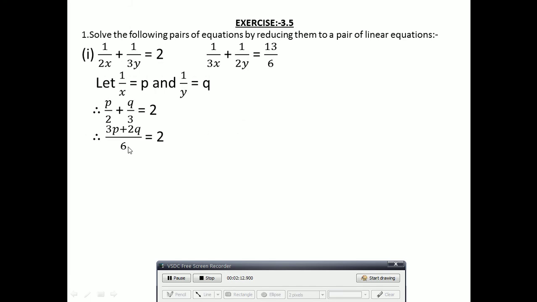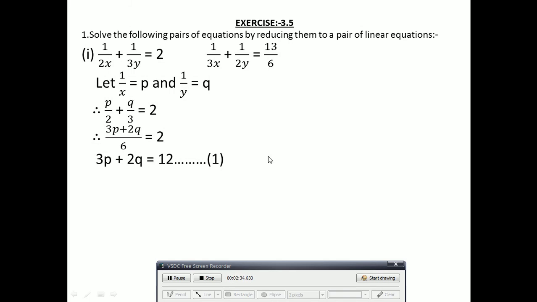LCM of 2 and 3 is 6. So 2 3s are 6 and 3 multiply p, 3p. Similarly 3 2s are 6 and 2 multiply q, 2q. This 6 will be shifted there, then 6 2s are 12. So our first equation will be 3p plus 2q is equal to 12. Now students, it is a linear equation.